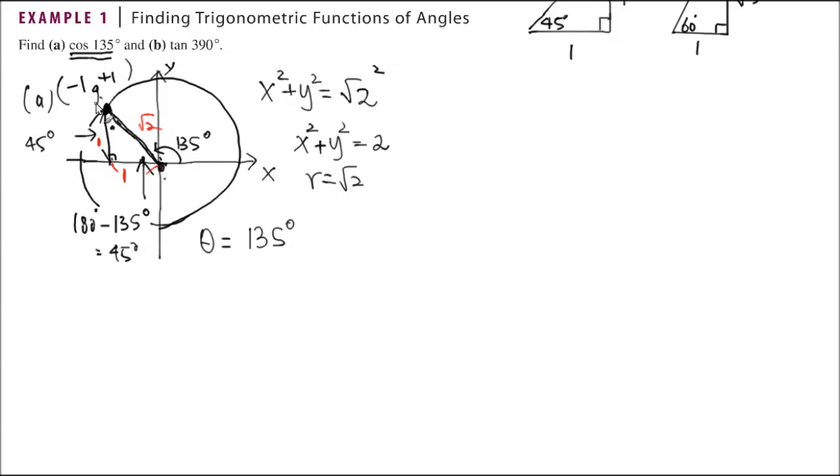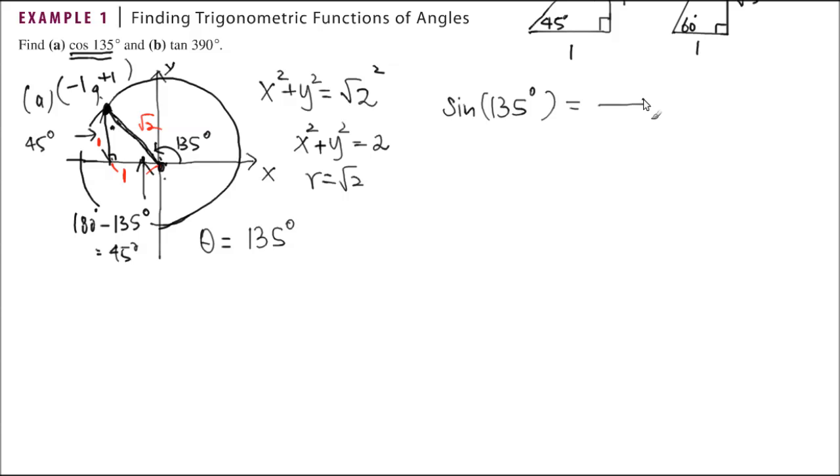X coordinate should be negative. Y coordinate should be positive. That's another way. The magnitude comes from these two sides of the triangle. Right? The horizontal side goes to the x coordinate, the vertical side goes to the y coordinate. Think about which one gets negative, which one gets positive. Okay? Then we go to sine of 135.